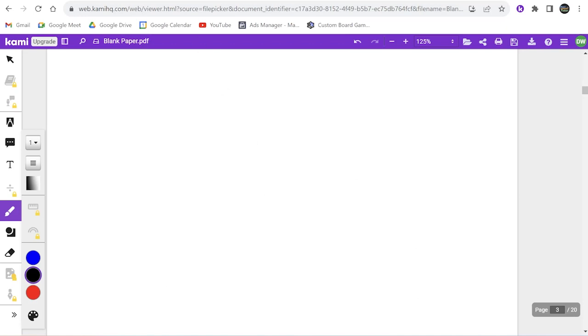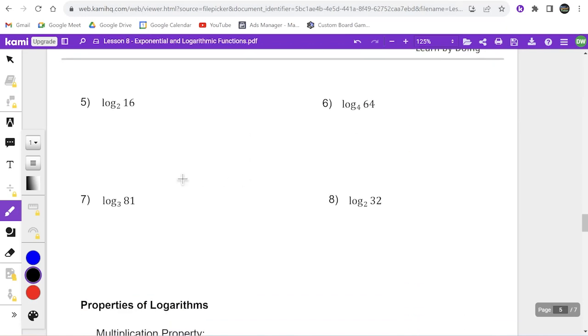Okay then. So continuing with the next page. Next we have log base 2 of 16. So for instance, I keep playing the game, 2 raised to what power equals 16? The answer is, and this is by the way why it's so important to memorize that table from the first page, 2 to the 4th equals 16. So the answer is 4 for number 5.